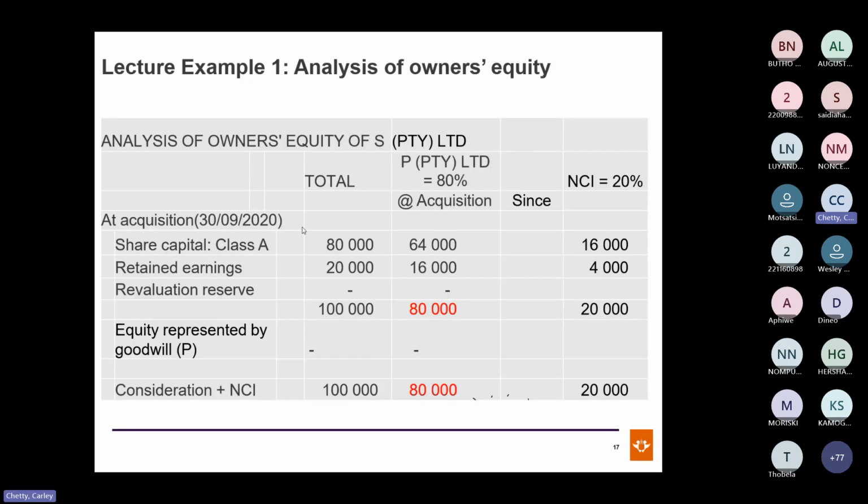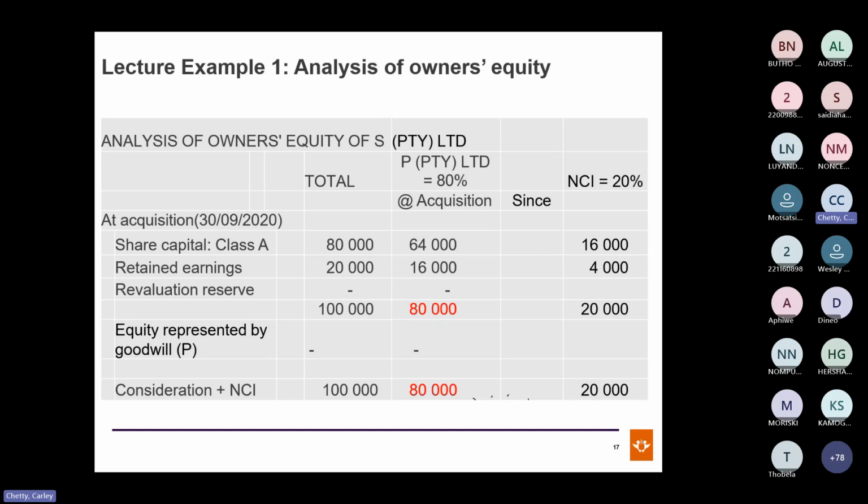So this is what the analysis of owner's equity looks like. In our example, lecture example 1, we are taking the share capital and retained earnings. We are taking the equity of S, which consists of share capital of 80,000 and retained earnings of 20,000. And then we'll total that. We can see that S's equity is 100,000, okay?